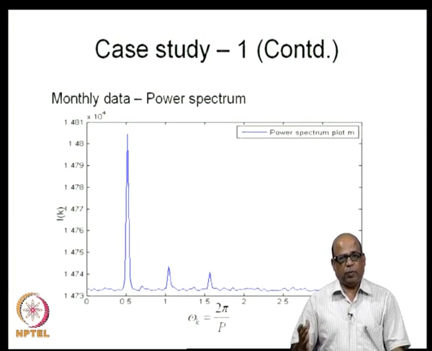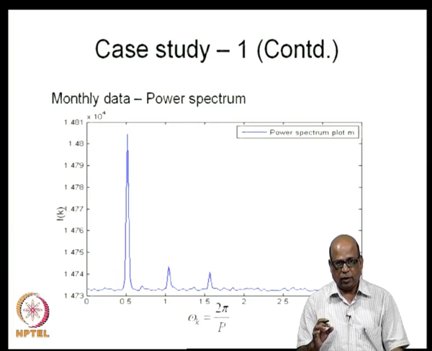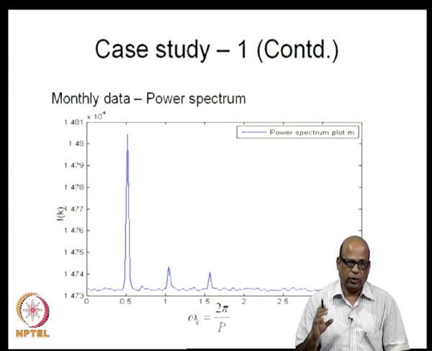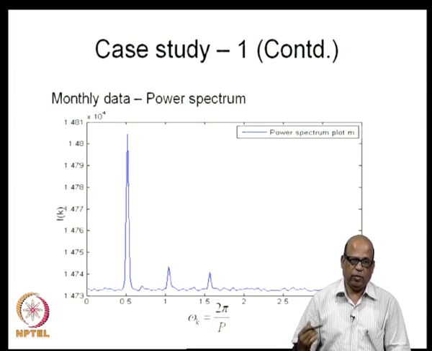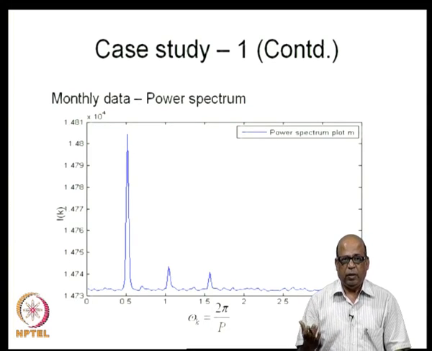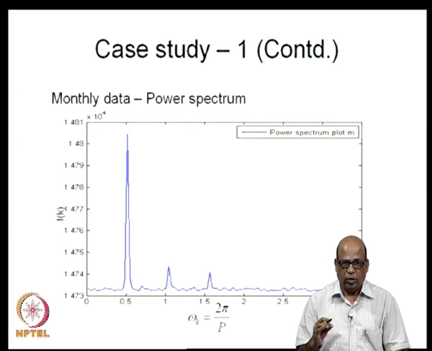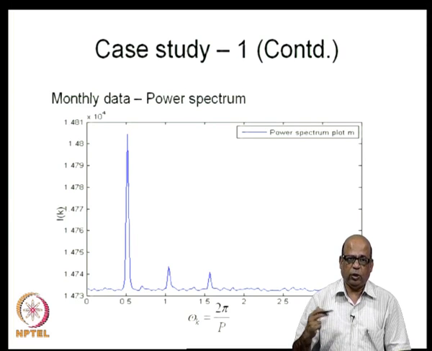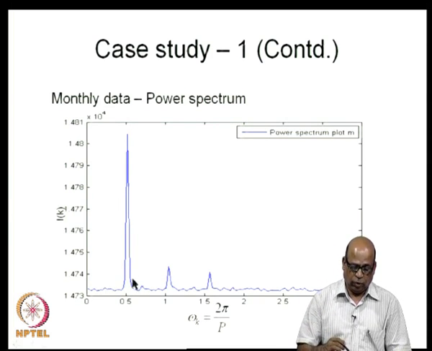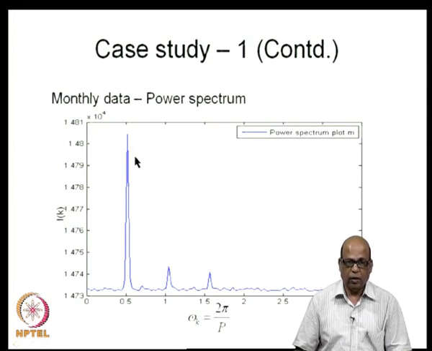Now, we will go one step ahead. We started with the daily data, did all this analysis, and could not get much information out of it. Then we added all the daily data, obtained the monthly data and did the analysis for the monthly data. The monthly data correlogram showed that periodicity is present in the data, and that was fortified by the power spectrum.